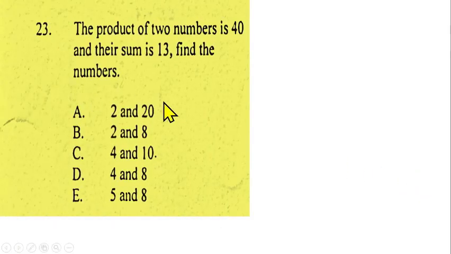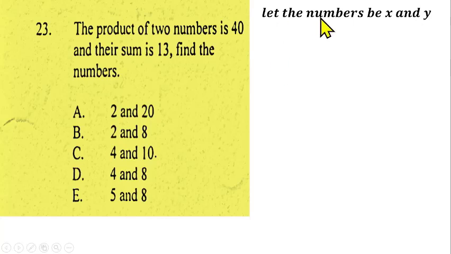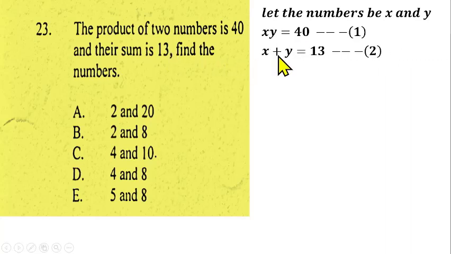Question number 23 is from the word problem leading to simultaneous equation. The product of two numbers is 40 and their sum is 13. Find the numbers. So let the numbers be x and y. If the numbers are x and y, then their product, which means the multiplication of those numbers, we have xy equals 40. You can call that equation 1. Their sum, that means you add them together, x plus y equals 13, equation 2. So we have to solve these two simultaneously to get our x and y.